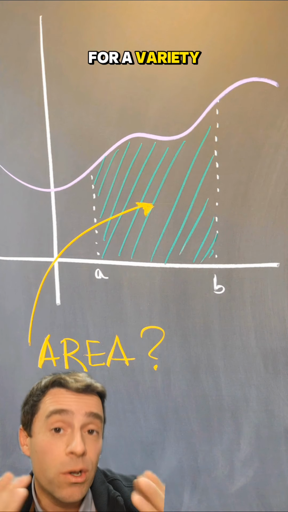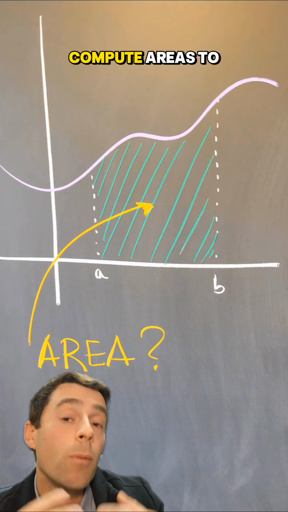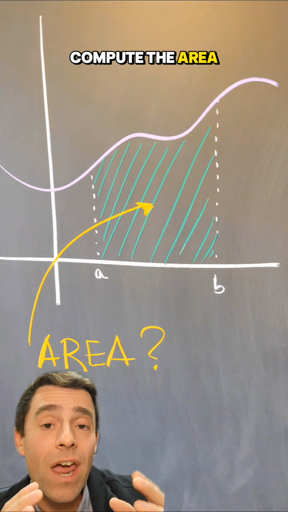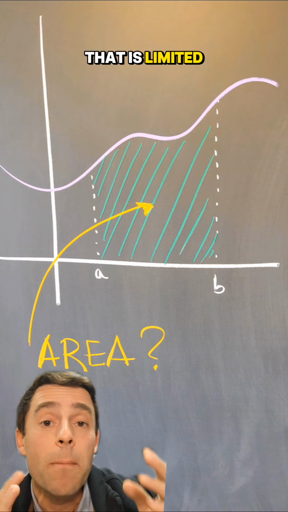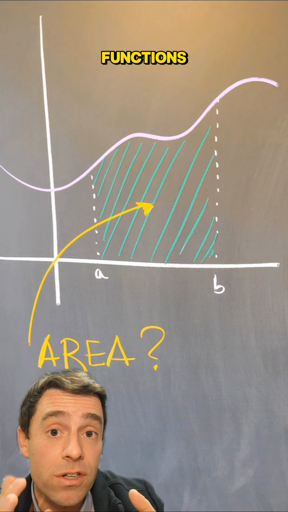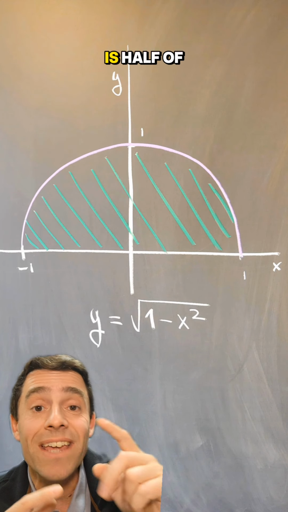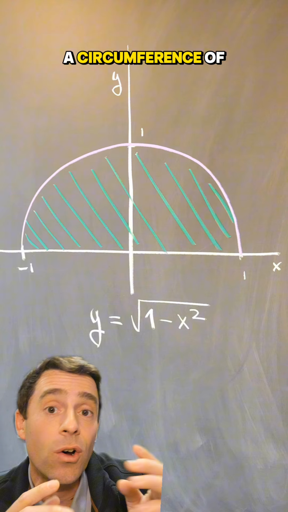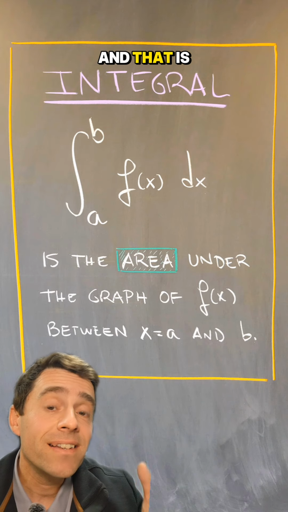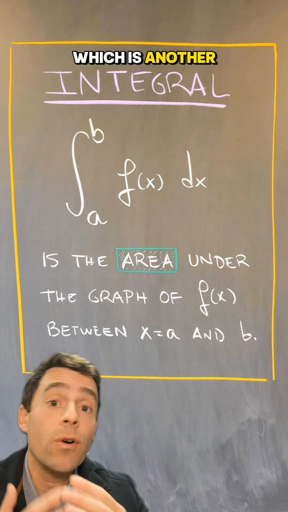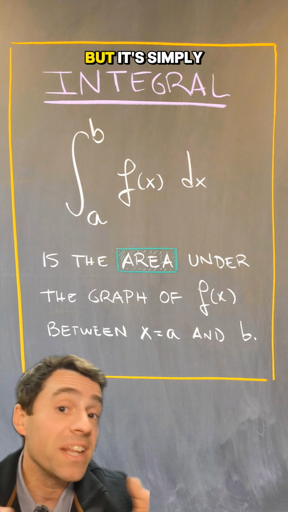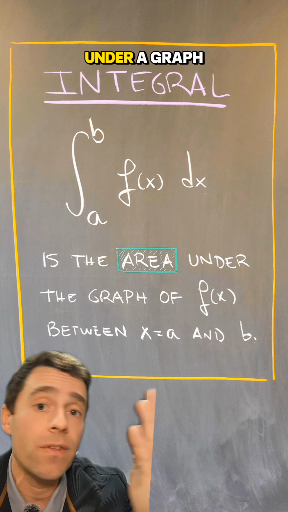Finally, for a variety of reasons that you can imagine, we want to compute areas, to be able to compute the area of a region that is limited by graphs of functions. For example, the graph of this function is half of the circumference of the circle of radius 1. And that is exactly what an integral is, which is another of the fundamental concepts in calculus, but it's simply just the area under a graph.